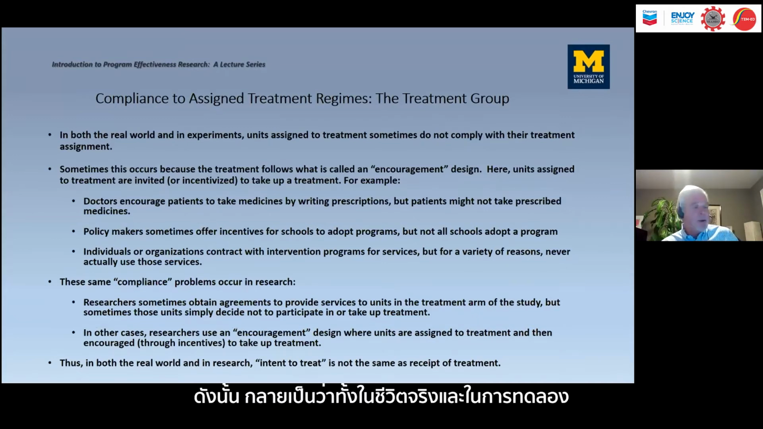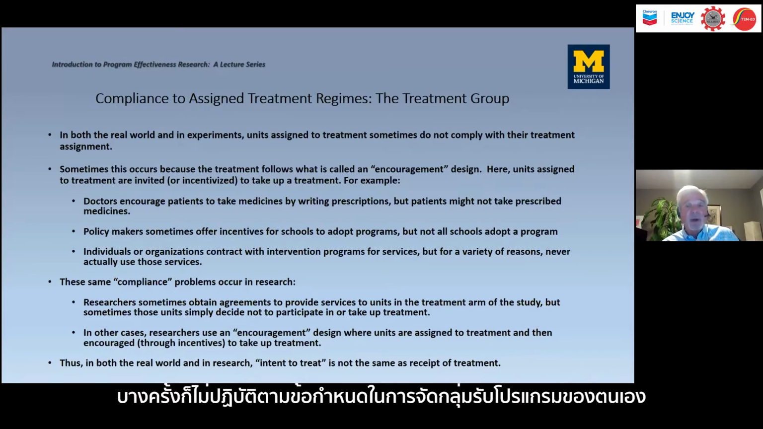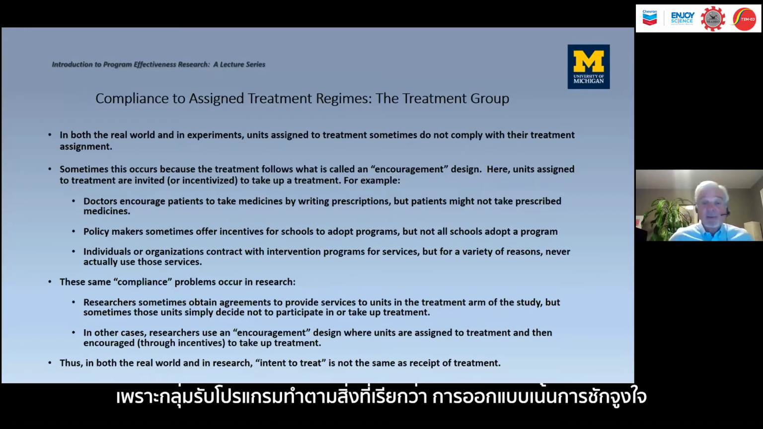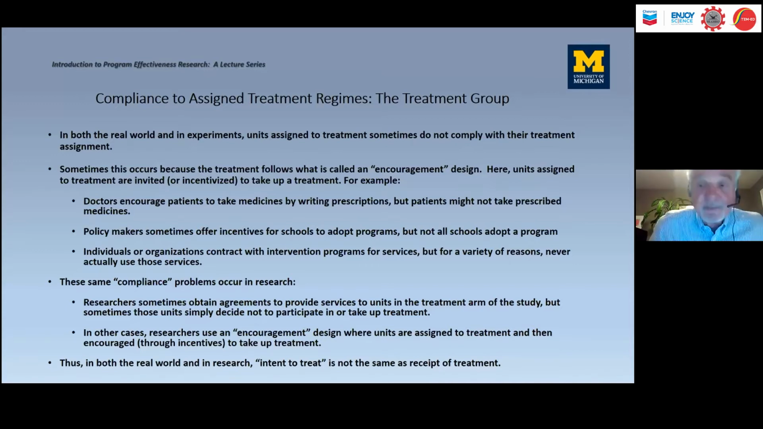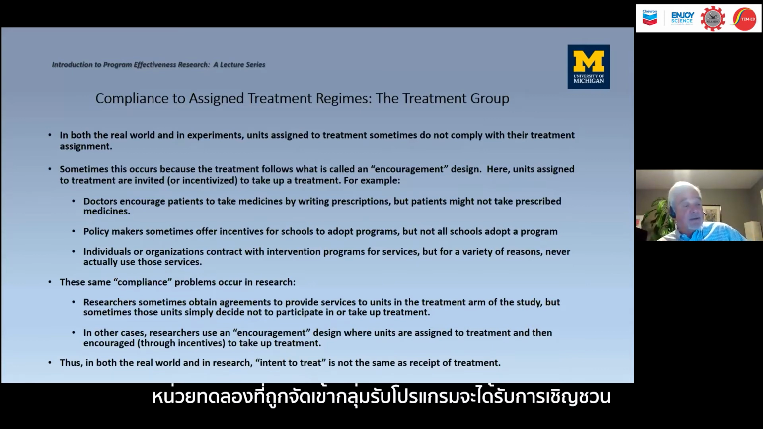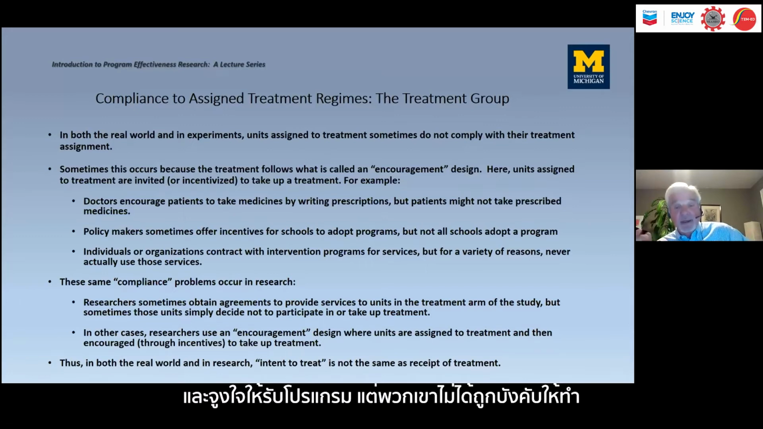So it turns out in both the real world and in experiments, the units that get assigned to treatment sometimes don't comply with their treatment assignment. Now, sometimes this occurs in the real world and in research because the treatment follows what's called an encouragement design. So in this encouragement design, units that are assigned to treatment get invited or incentivized to take up a treatment, but they're not forced to do so.